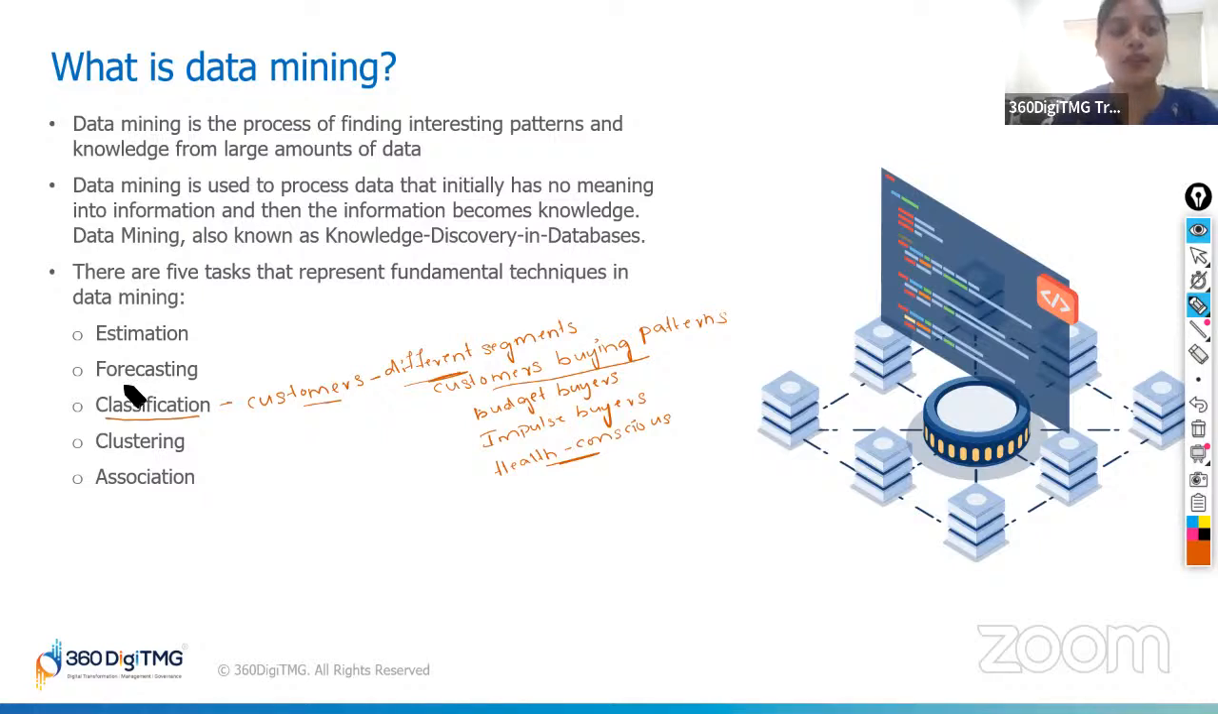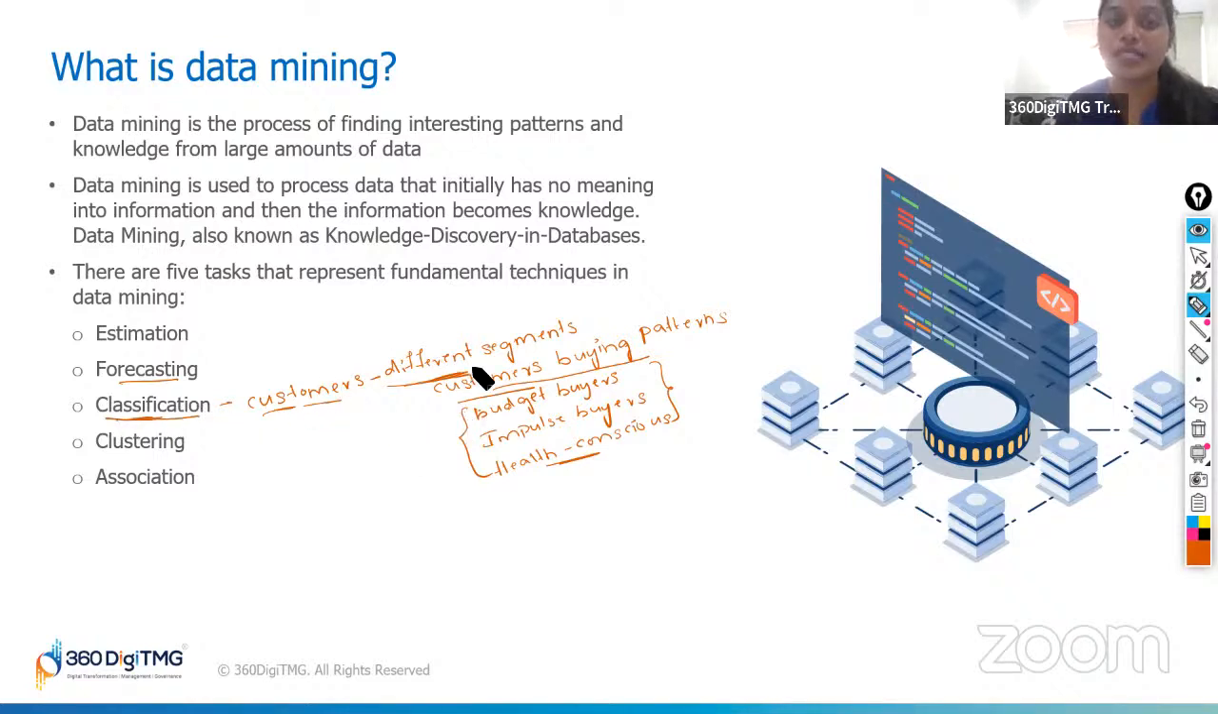So forecasting, we are done with forecasting. Forecasting is nothing but, based on historical data, we are about to forecast the future trends of a particular product. And then classification, we are about to classify the customers in this example into different segments based on the customer buying patterns. Like I've told you few examples, few are budget buyers, few are impulse buyers and few are health conscious buyers. Based on these buying patterns, I'm classifying the customers into different segments. That is nothing but classification.